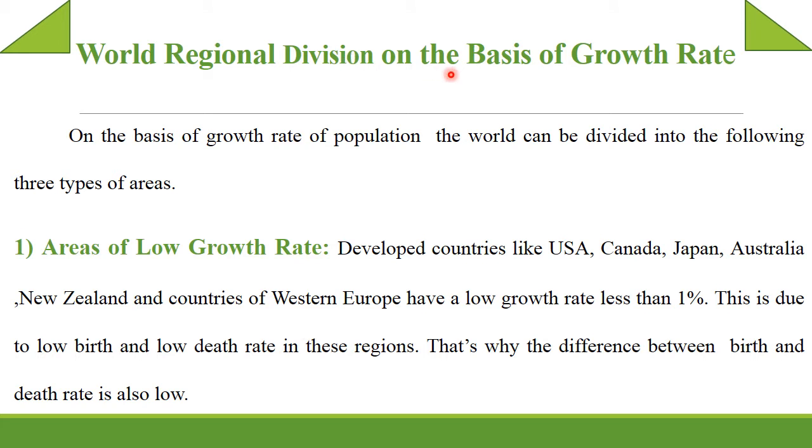World regional division on the basis of growth rate. On the basis of the growth rate of population, the world can be divided into the following three types of areas. First one, areas of low growth rate. Developed countries like USA, Canada, Japan, Australia, New Zealand, and countries of Western Europe have a low growth rate of less than 1%. This is due to low birth rate and low death rate in these regions. That's why the difference between birth and death rate is also low.